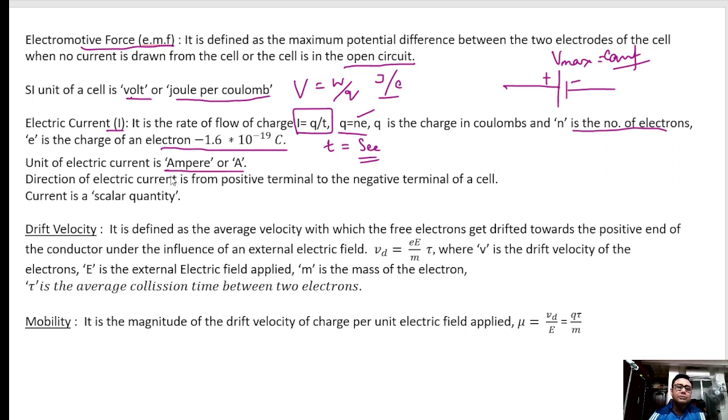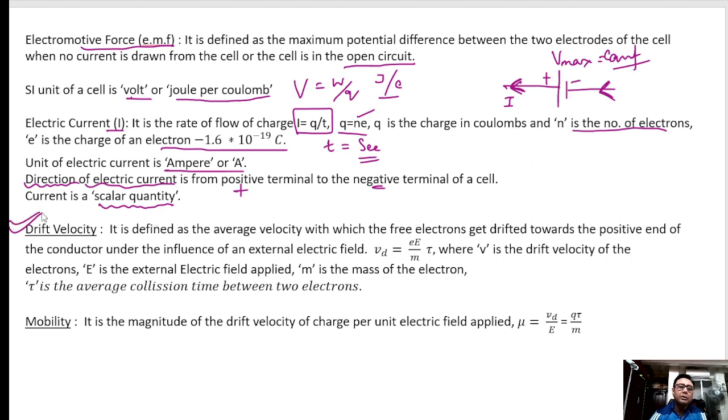Direction of current is very important. It is from the positive terminal of the battery to the negative terminal of the battery. That means the current I will come out from here and enter here. Current is a scalar quantity. We are interested only in the magnitude of the current.